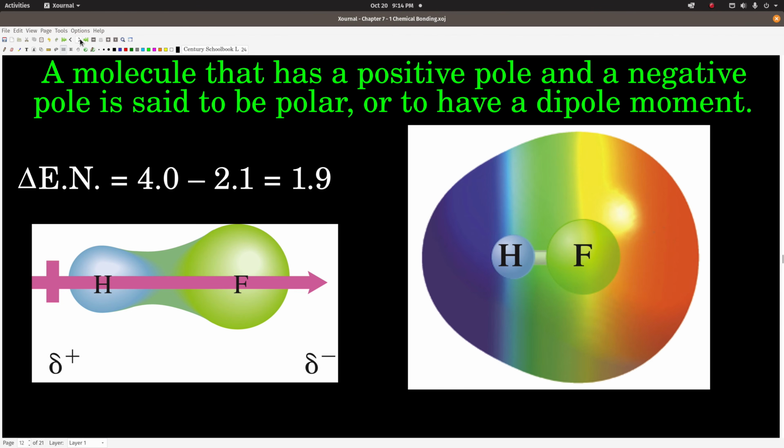But when we do have this situation where we have a big enough difference in electronegativity so that there's a negative region and a positive region, we say that that molecule, or that bond, if it's just a bond, is said to be polar, or another way of saying that is that it has a dipole moment. Two poles, like on your car battery, plus and minus.